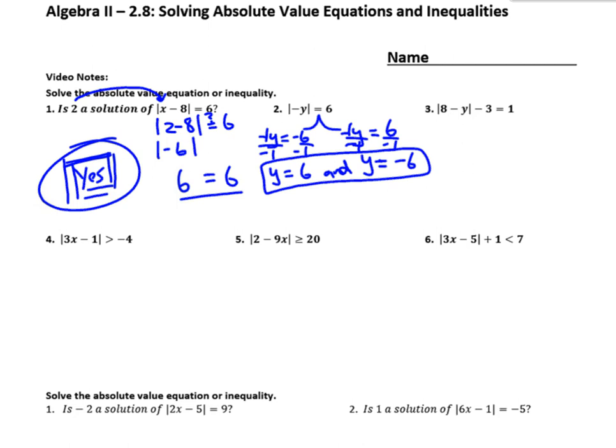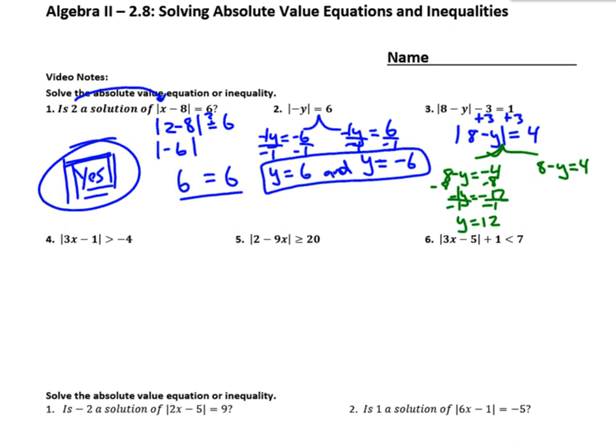Number 3, we've got absolute value. It's not by itself, though, so I have to get it by itself by adding 3 to both sides. So I get absolute value of 8 minus y equals 3 plus 1, which is 4. Now the absolute value is by itself, and I can go ahead and split it. So I do 8 minus y equals the negative of 4, and 8 minus y is equal to 4. I'm going to subtract 8 from both sides. Negative y is equal to negative 12. There's a negative 1 in front, just like before, so then y is equal to positive 12.